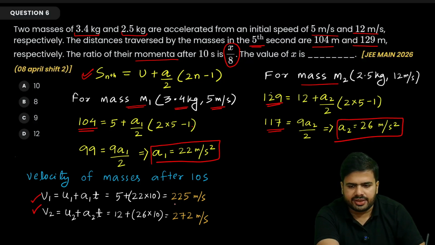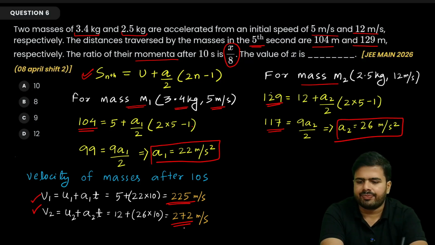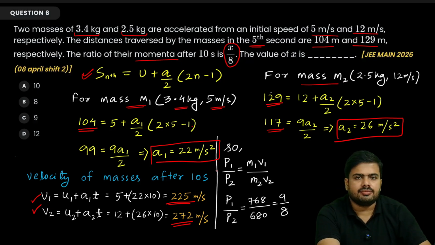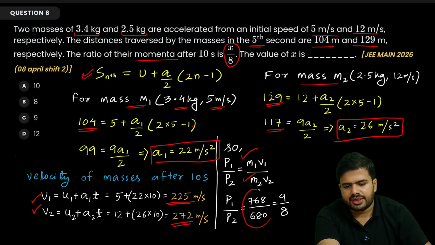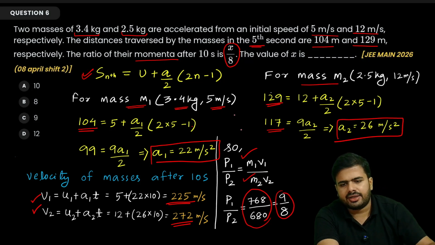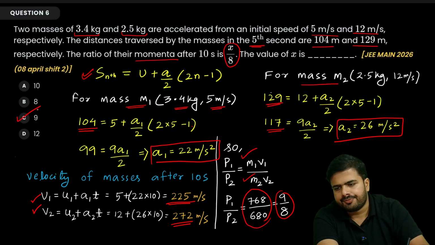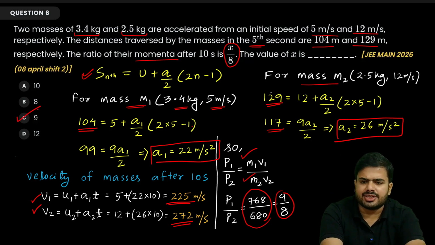So we are getting the velocities as 225 and 272 meters per second after 10 seconds, respectively, for v1 and v2. Now if you want to find the momentum, the formula is mass into velocity. So p1 by p2 you can write as m1 v1 by m2 v2. So you are getting 768 by 680. Here I had solved already. 9 by 8 we are getting. So x by 8 form means the x value we are getting is 9. Okay, so it's simply a calculation based question.